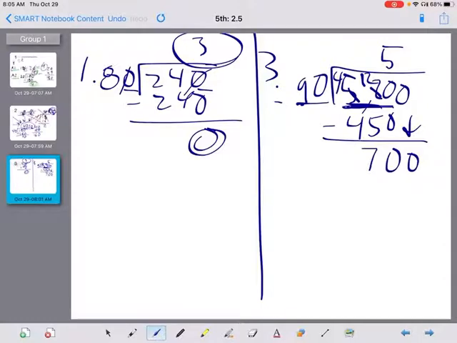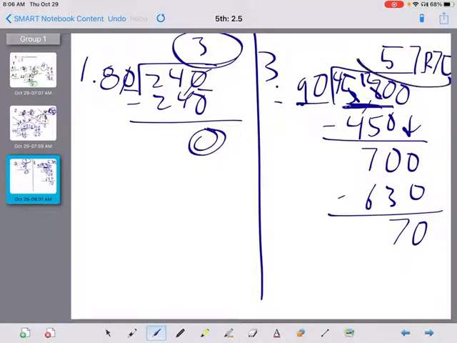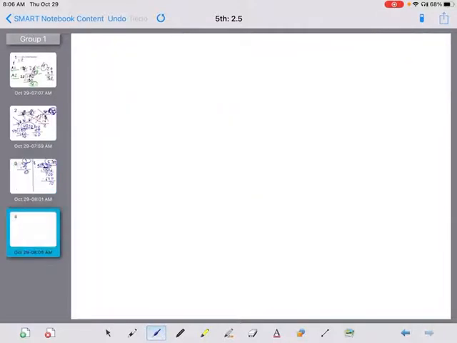90 goes into 700 how many times? Well, let's see. 9 goes into 70. 9 times 5 is 45, 9 times 6 is 54, 9 times 7 is 63, 9 times 8 is 72. Oh, 72 is too much, so 9 times 8 is too much and I have to do 9 times 7. 7 times 9 is 63, but there's an extra 0, so 7 times 90 is 630, so our remainder is 70. 57, remainder 70.